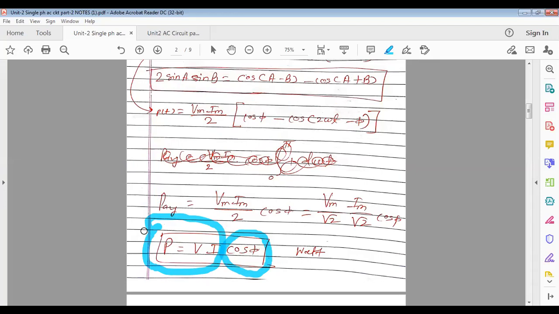Okay. And we have seen how you have to define it. Active power, the definition of active power: it is the power which is consumed by a resistive type of load only.